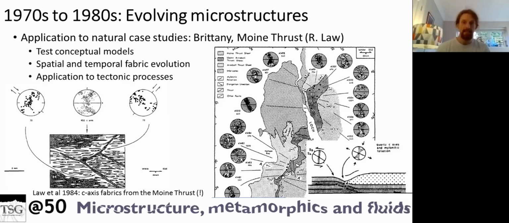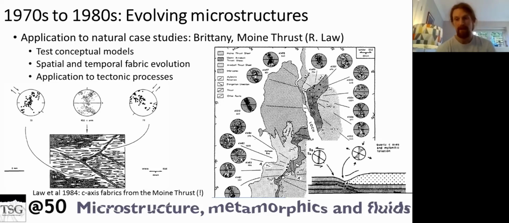And so in the 80s, much of the attention was refocused to natural settings, such as the Moine thrust. We've already heard from Amicia about Rick Law's efforts on looking through a U-stage over countless hours. And importantly, this was probably the first time where proper focus has been given to how quartz fabrics vary over large regions and can change spatially and temporally with the evolution of structures such as the Moine thrust.